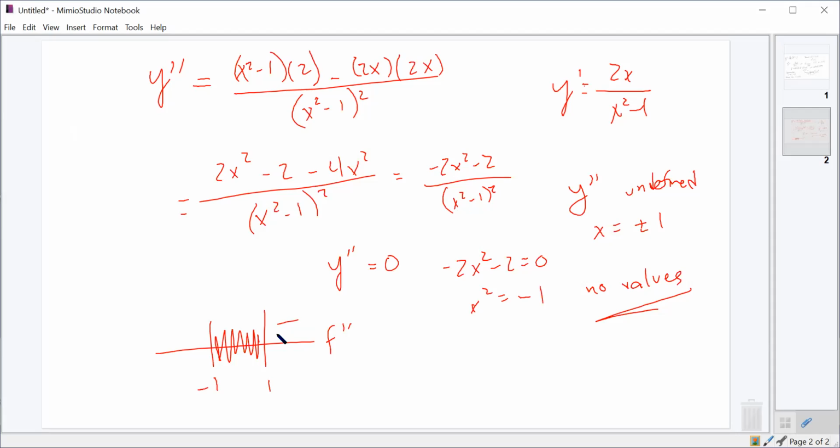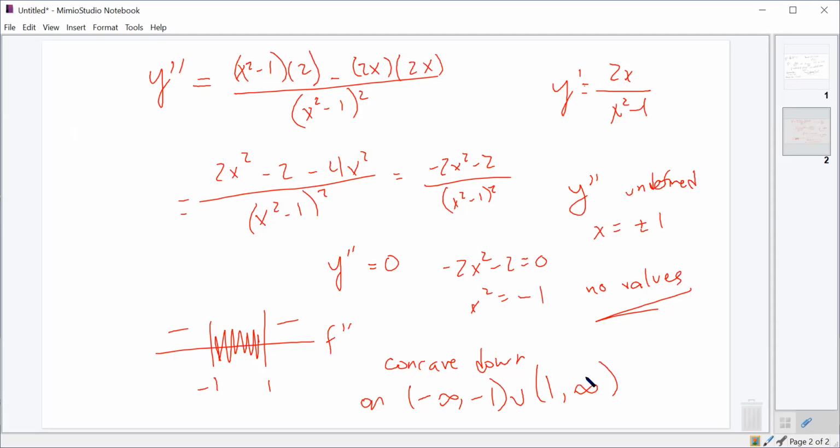And then same thing if I plug in something like negative 1,000,000, squared it's a huge positive, but when you multiply it by the negative 2, that numerator becomes negative. And then divide by the denominator, which is always positive. So this function is concave down on its entire domain, which is negative infinity to negative 1 union 1 to infinity.